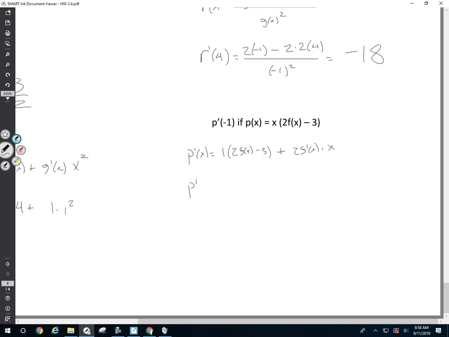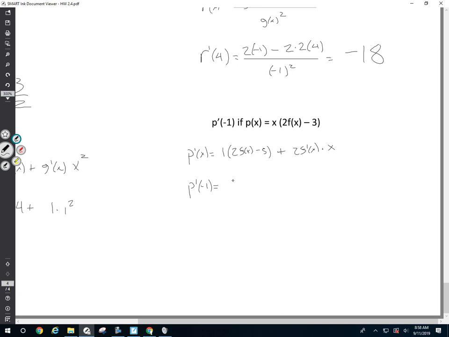Plug in negative 1. Now, what's really important, everybody, is doing these without staring at the key. Got to make sure you get these correct first derivatives. If you make mistakes, if you include this negative 3 in the derivative of 2f of x minus 3, you're going to get the wrong answer. So you got to be very, very careful, very diligent when you are doing the derivatives, using your rules, making sure each little piece's derivative is correct.